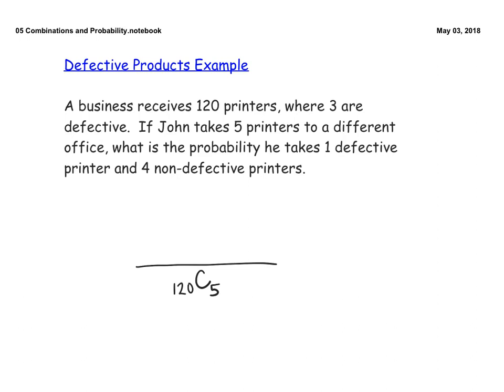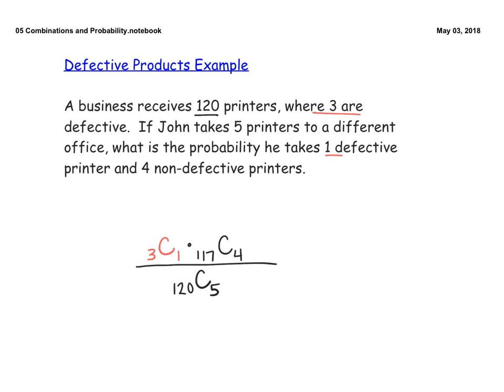Then I'm going to do defective in red again, okay? So we know that there are how many defective? 3 of them are defective. And John's going to be taking 1 of them, the defective printers. That leaves 117 printers that are not defective. And we need John to end up with 4 that are not.